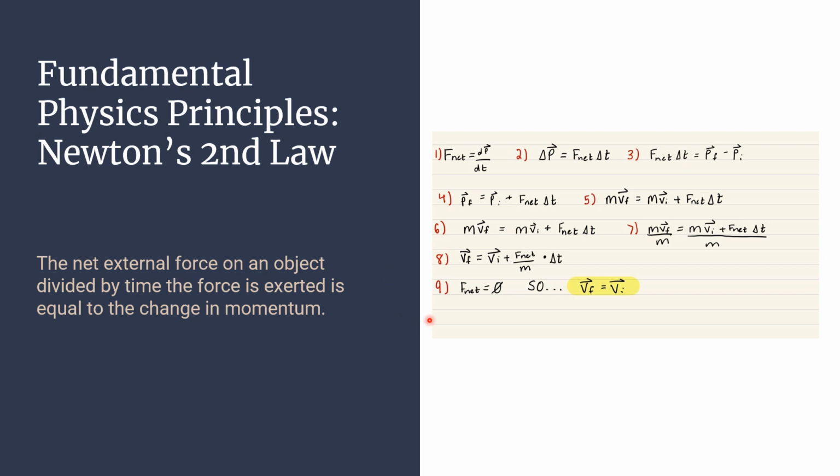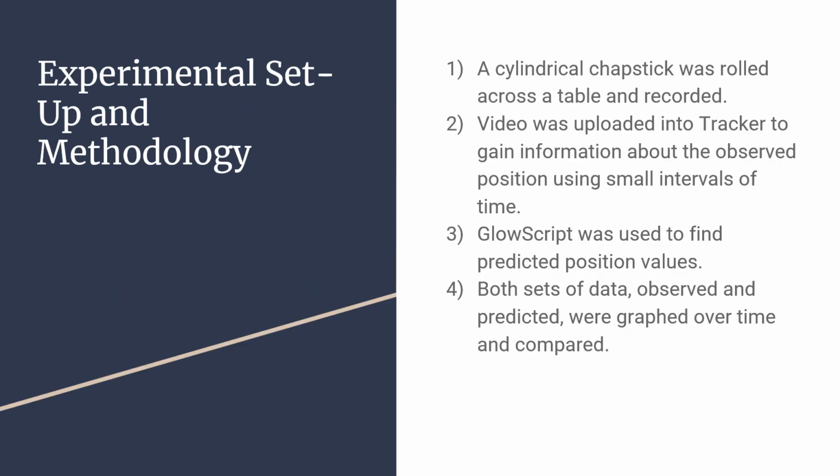And because F net is 0 in this lab, we get that the final velocity equals the initial velocity, which is the point of the lab, as velocity is supposed to be constant. Now to discuss the experimental setup and methodology.